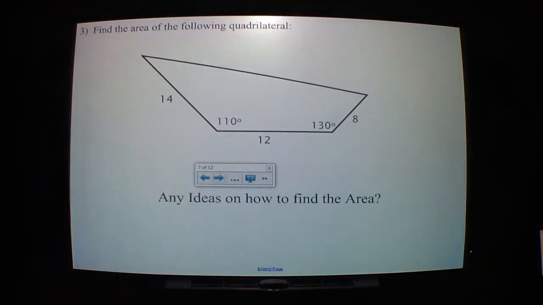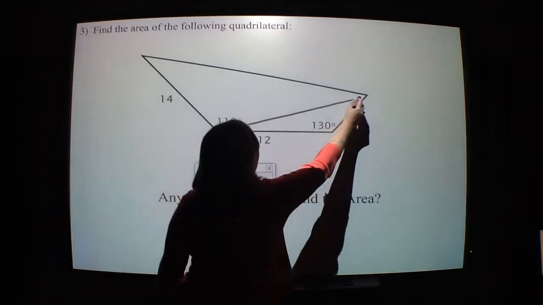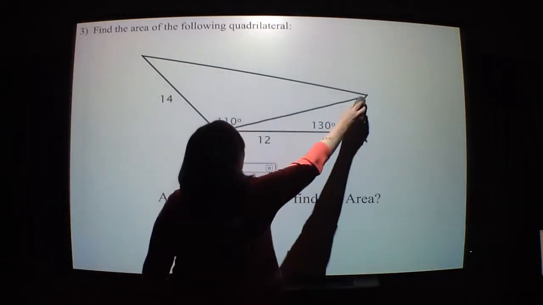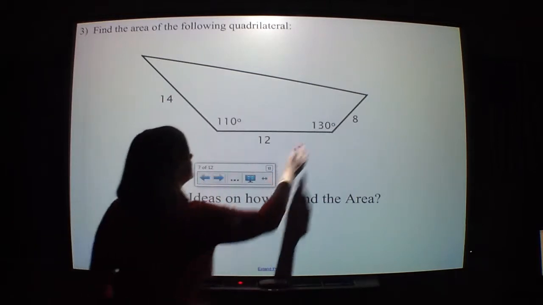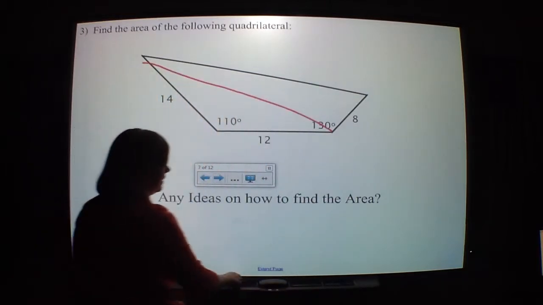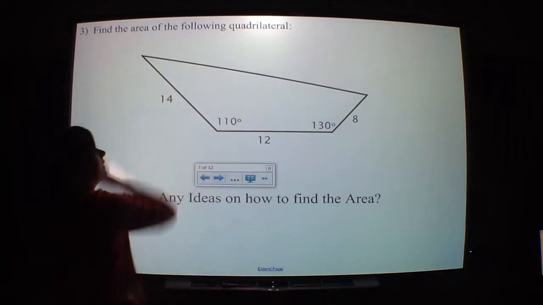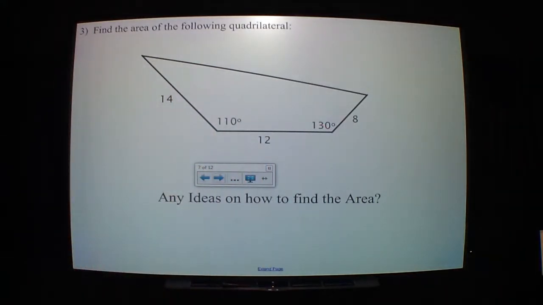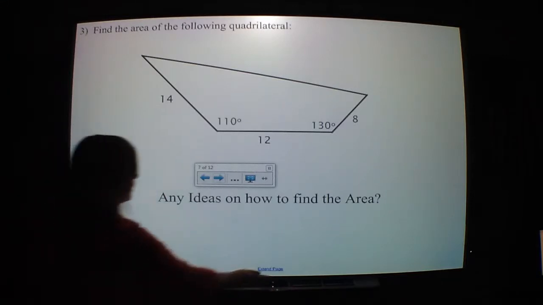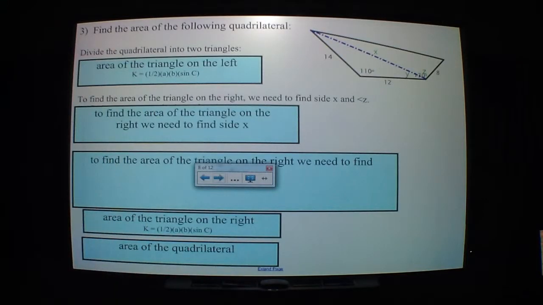Find the area of the following quadrilateral. Well, we've been talking about triangles, not quadrilaterals. So what you could do is divide that into two triangles. So you're thinking to yourself, okay, I could divide it like this, or I could divide it like this, right? You could divide it somehow. And it really doesn't matter which way you divide it because you're given two sides and an included angle in whichever way you divide it. Okay? So I divided it, and this is how I divided it.